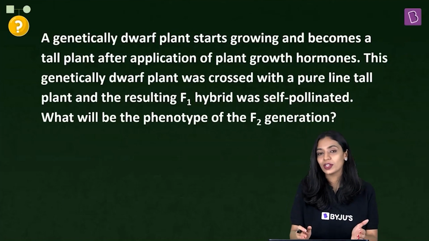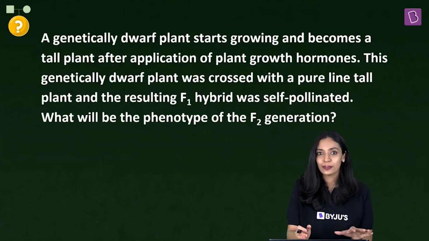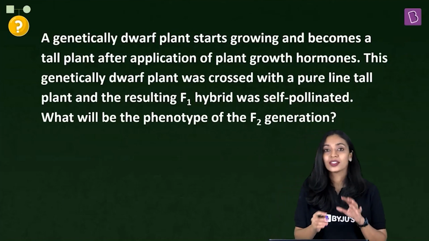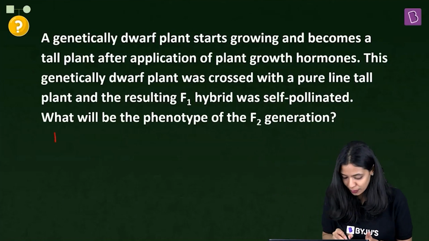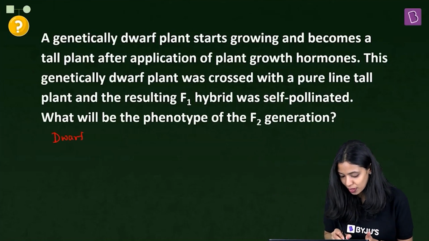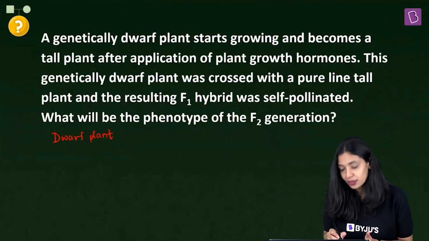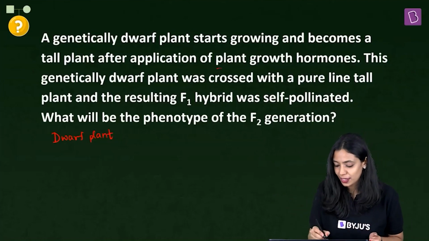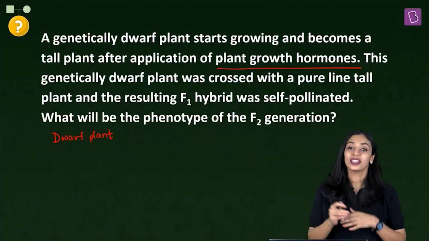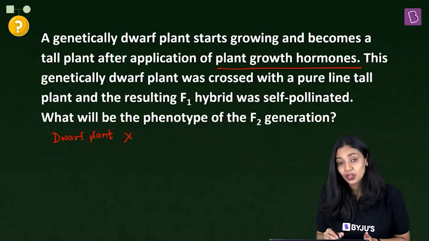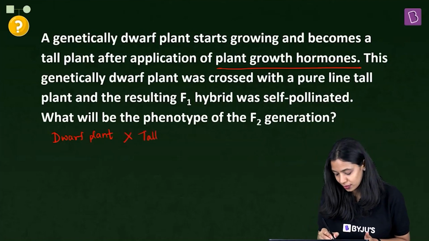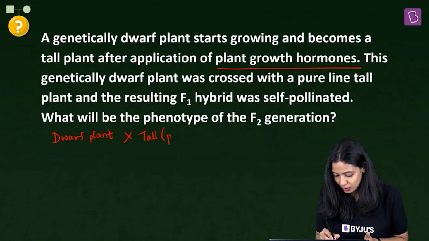So before I look at the options, I'm just going to write down all the information that I can get from this question. It is given that there's a genetically dwarf plant. This dwarf plant grew tall after the application of plant growth hormones. Now, this genetically dwarf plant is crossed with a tall plant, which is also mentioned to be a pure line.